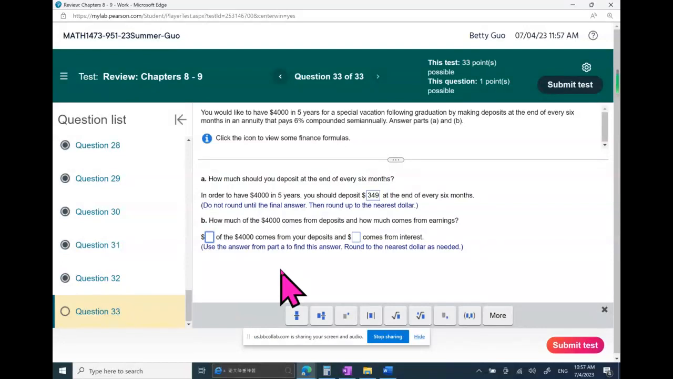Round it up. How much money is from your deposits? You deposit 349 every 6 months, right? For how many semi-annual periods? 5 years, so times 10. So that much money is from your deposits, 3490. And how much money is from your interest? The rest is from your interest, right? The difference, 4,000 minus 3490, is 510. That's from your interest. Round to the nearest dollar as needed.